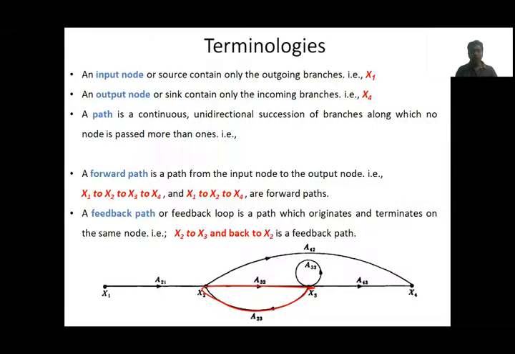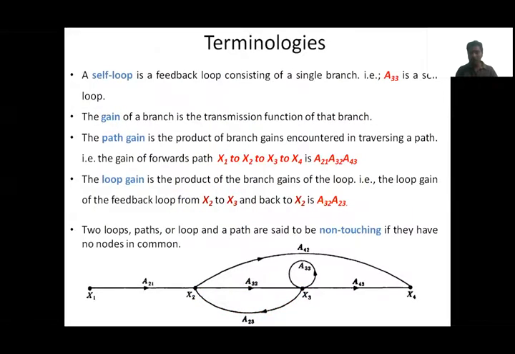This is a feedback loop in this example. Also, we have one more loop called a self loop. Feedback loop and self loop both look similar, but there is a difference. In a feedback loop, we will in general have more than one node, but in a self loop we'll have only one node and one branch.